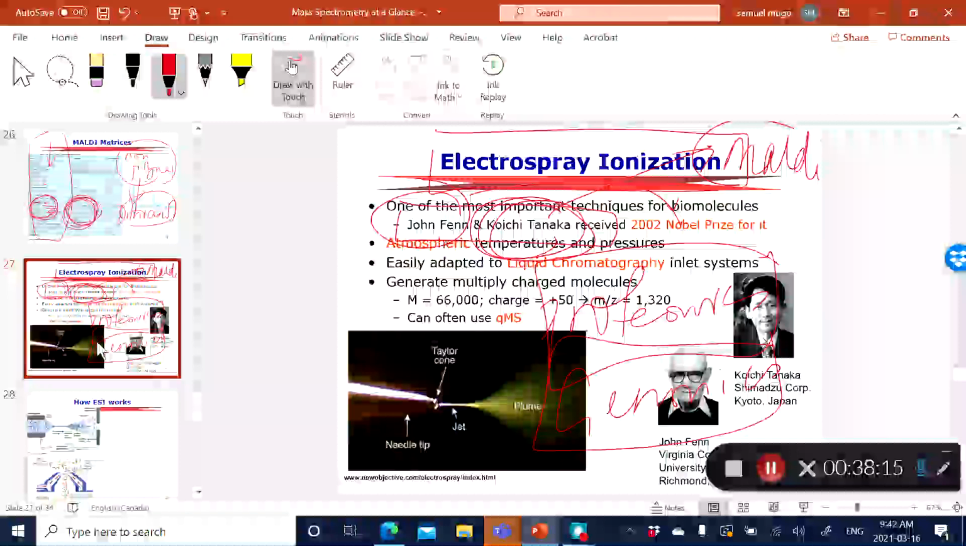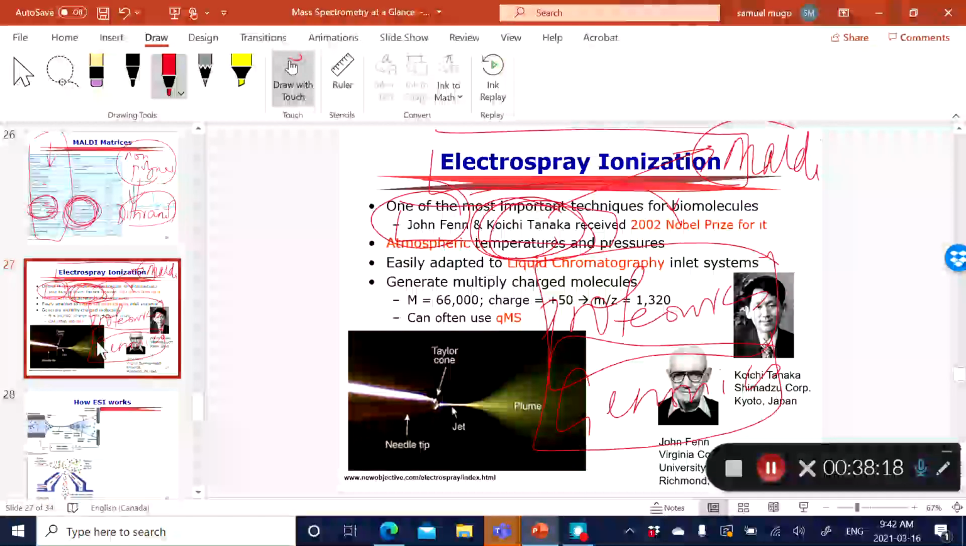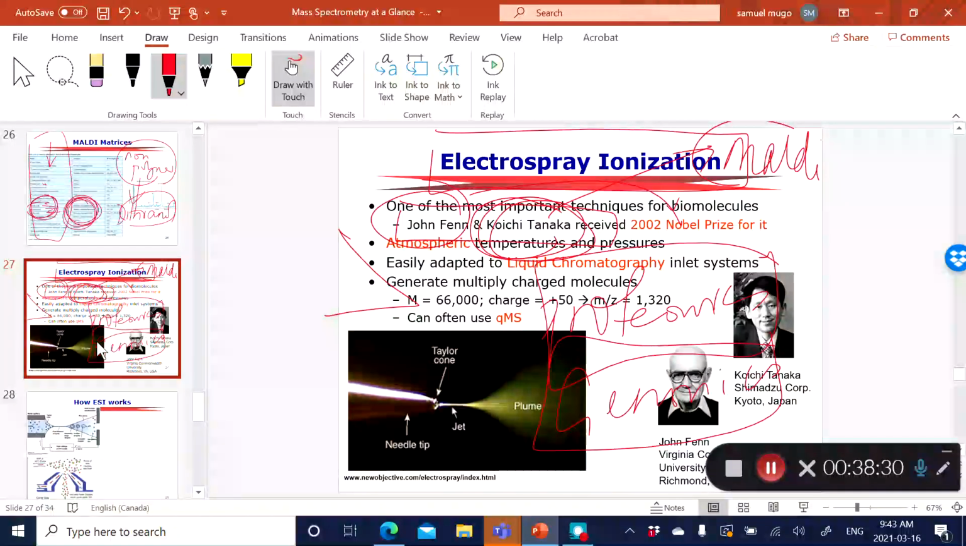So very quickly, how does it work? It's a very simple technique, and we play a lot with it in the lab all the time. All you have is a needle, very similar to the needles that you were using for your research project. The only difference is you apply a high voltage on that needle. So you infuse your sample through that needle, and then you apply a very high voltage, typically plus 5,000 volts, or negative 5,000 volts, but very high voltage.